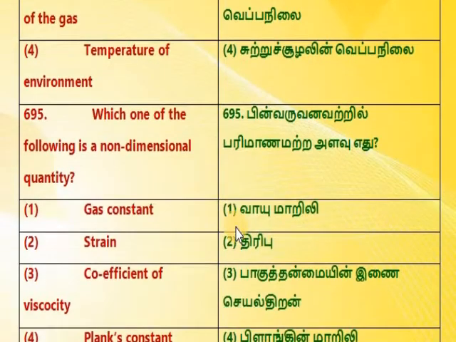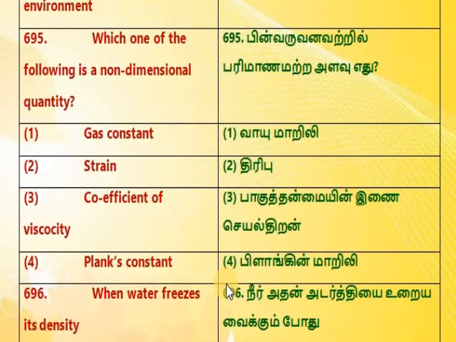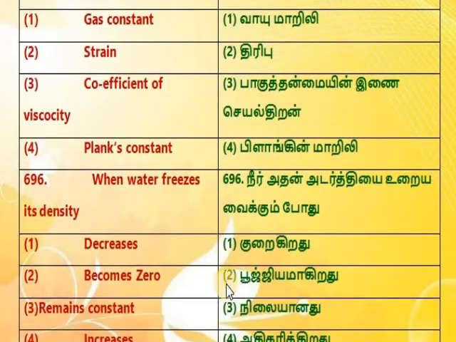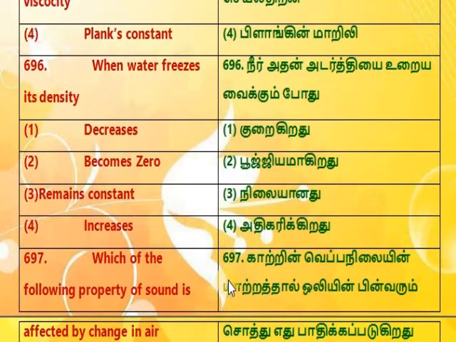695. Which one of the following is a non-dimensional quantity? 1. Gas constant, 2. Strain, 3. Coefficient of viscosity, 4. Planck's constant. 696. When water freezes, its density: 1. Decreases, 2. Becomes 0, 3. Remains constant, 4. Increases.